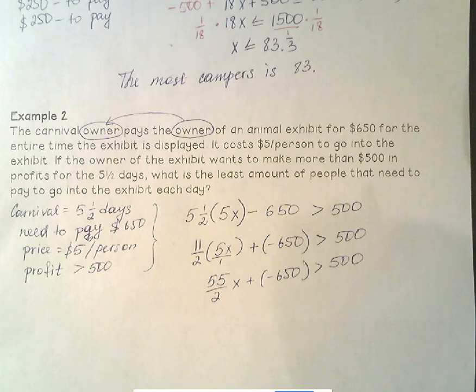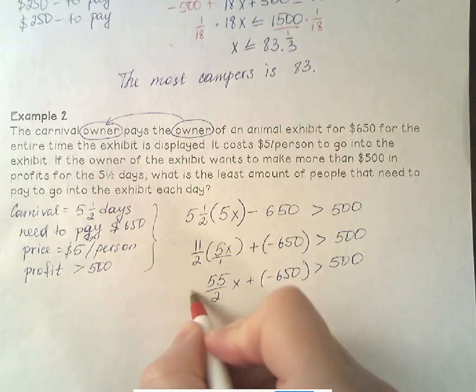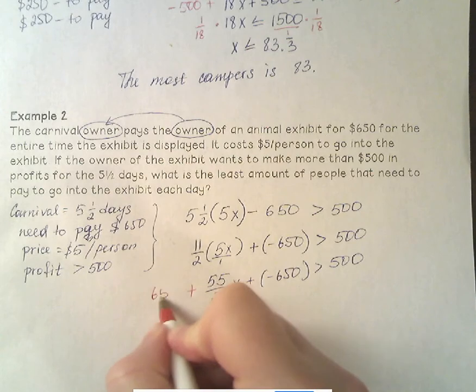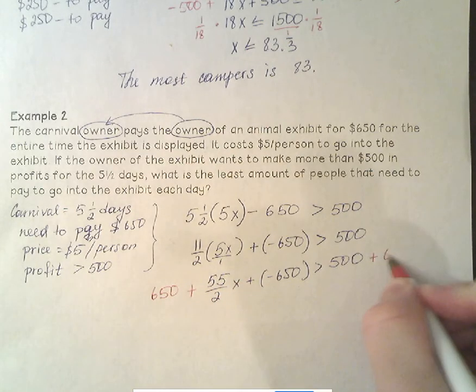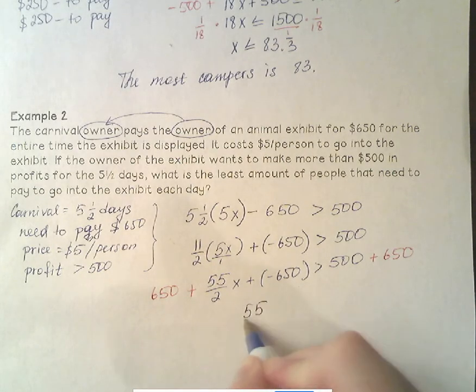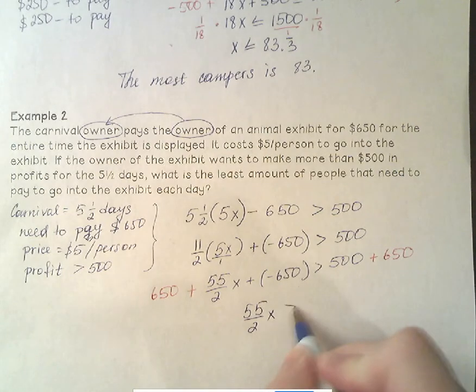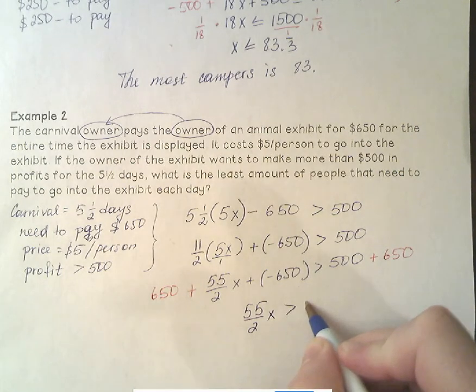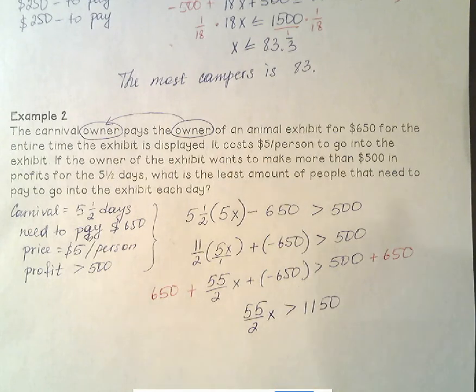Now we are going to add 650 to both sides of the inequality to be able to get rid of that negative 650. So we are going to add 650 to both sides. Okay. All right. So right now that goes away. We will have 55 halves x is greater than 1150.